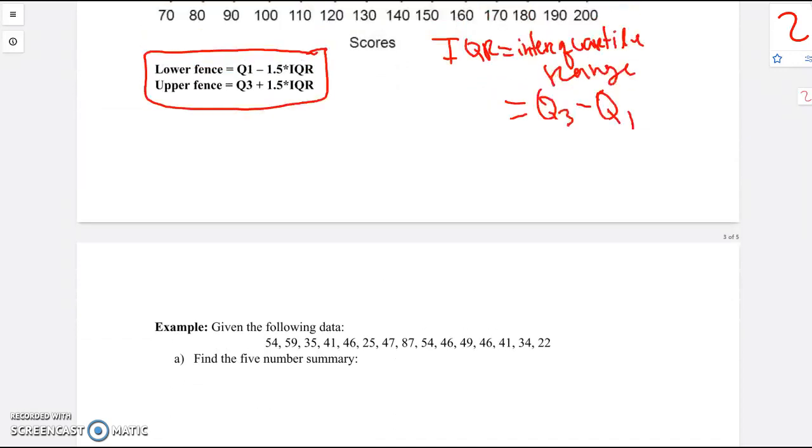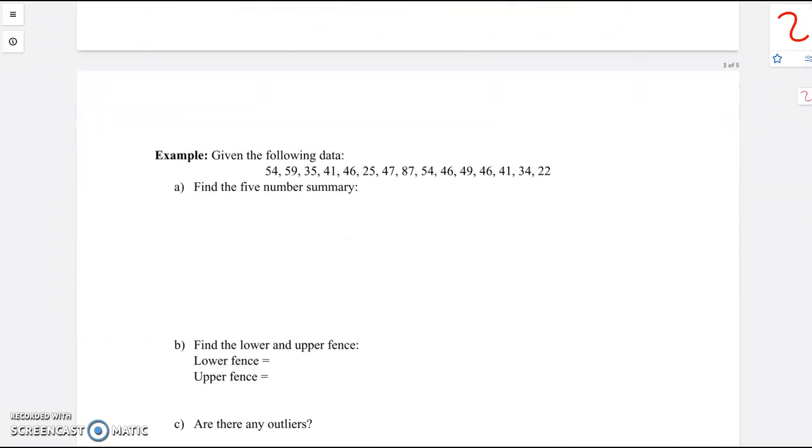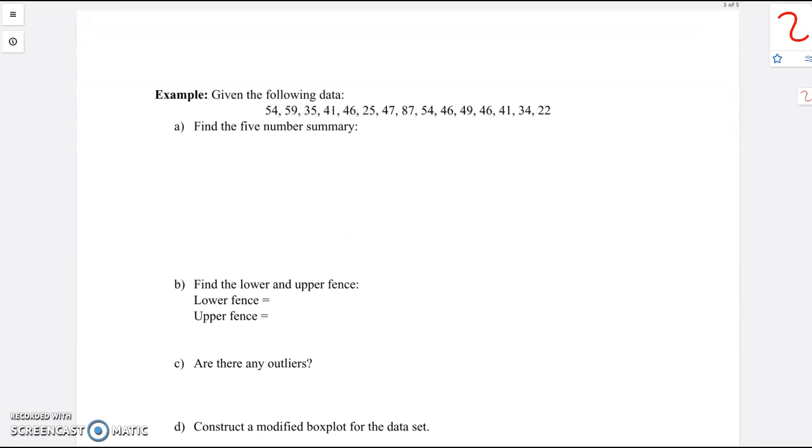Okay, so let's do this example so that we can get into the groove of things. Given the following data, I have this data set, so find the 5-number summary. Remember, we need 5 different values: X min, then Q1, Q2, Q3, and X max. What we have to do first is order the data, so let's go ahead and order it.